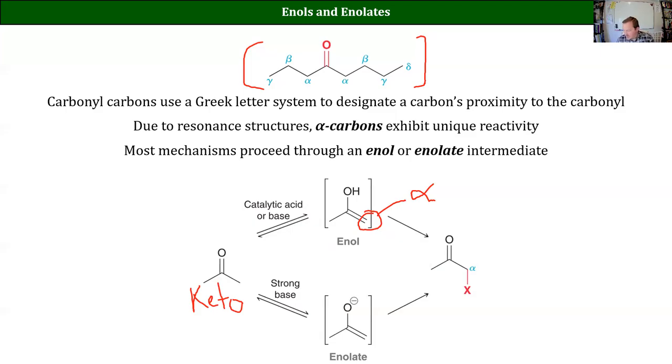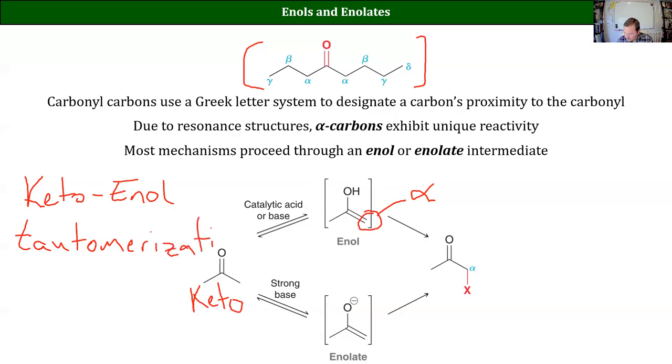And the name for that equilibrium is the, I can't remember which one goes first. I think it's the keto-enol tautomerization. It is that equilibrium back and forth between those two forms, the enol and the keto form.